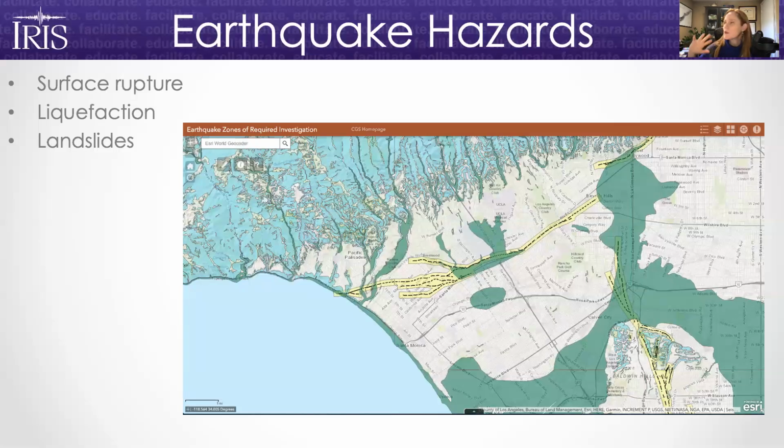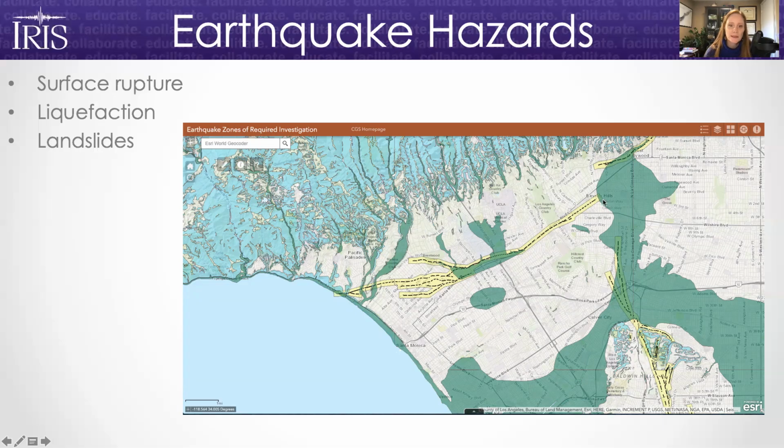Now, this is a map that brings it all together. This is from the California Geological Survey, and this is an earthquake hazard map. So all of this region can experience ground shaking. This is Santa Monica down here. Up here is UCLA. So this is like the Hollywood area. These areas in green have soft sand and soil and a high water table. So what hazard is that?